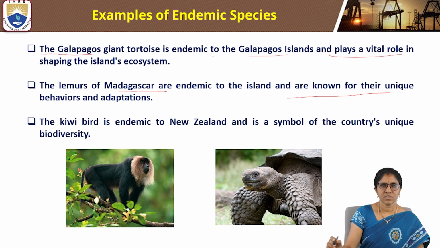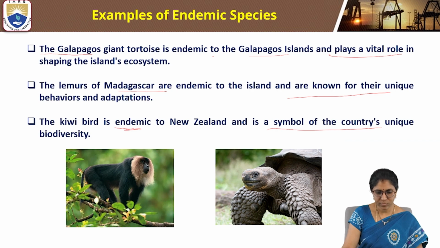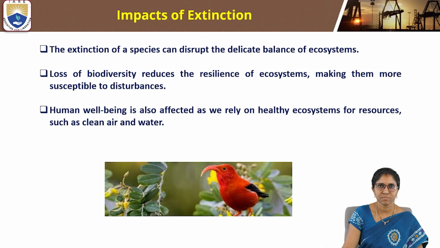And also the kiwi bird, which is endemic to New Zealand, and it is a symbol of the country's unique biodiversity. So these are the examples of endemic and endangered species.